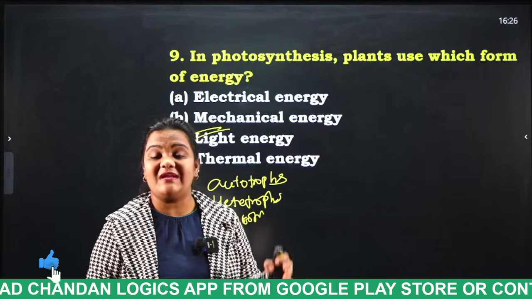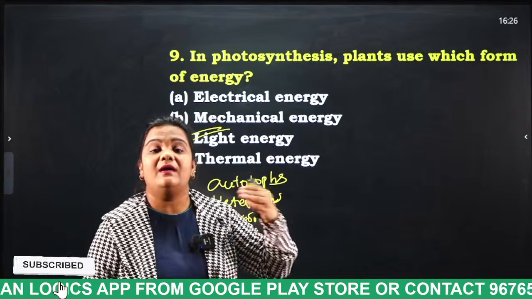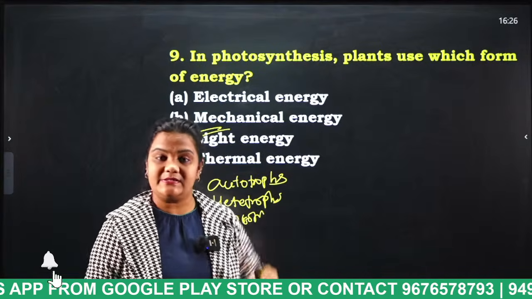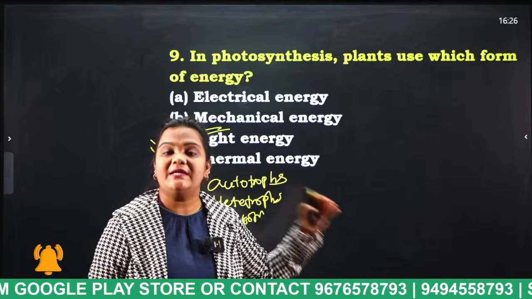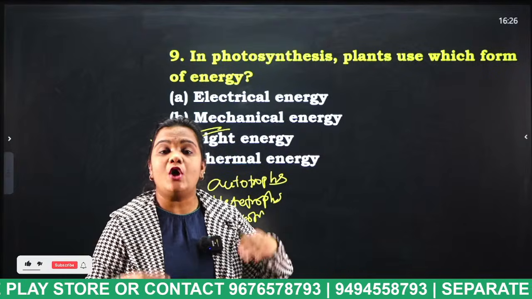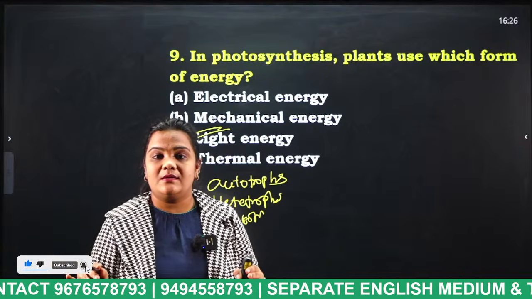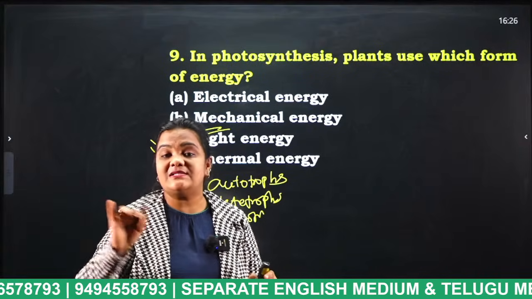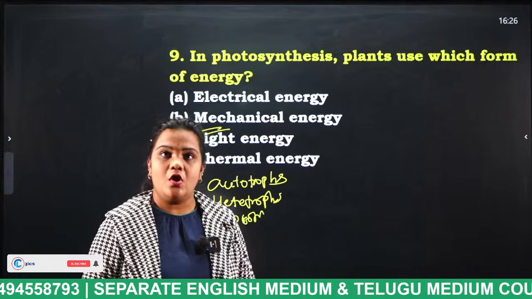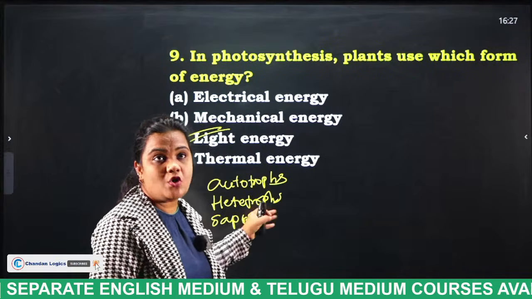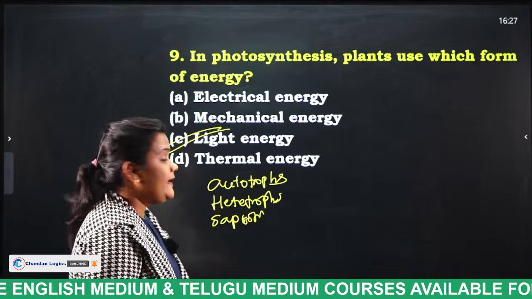So bacteria, for example, depend on dead organisms. They are considered as what, students? Decomposers. The organisms which depend on dead organisms for food are considered as what, students? Saprotrophs. Okay, very good. Remember this concept, very important. Next question.